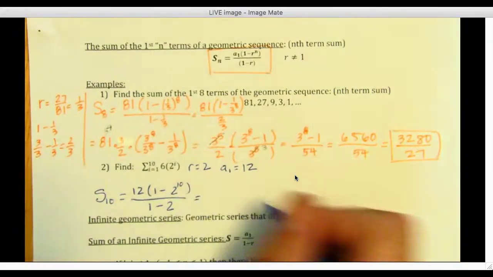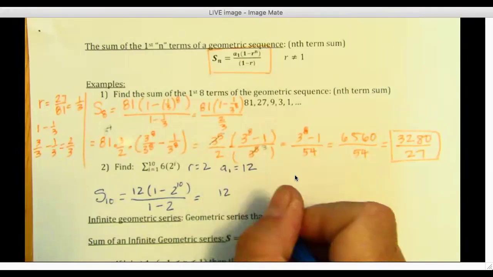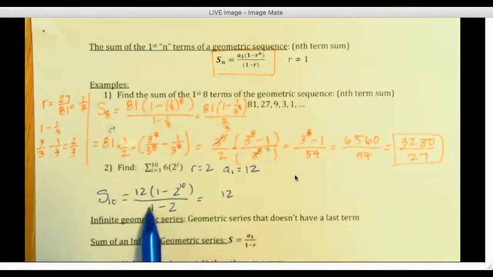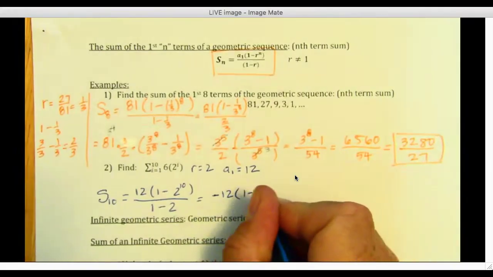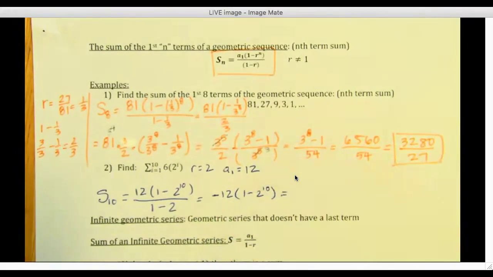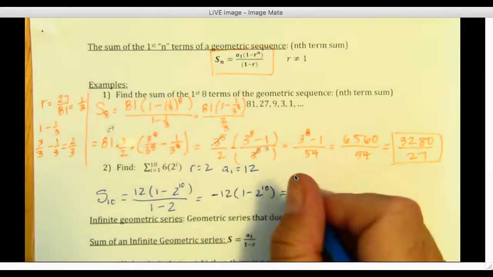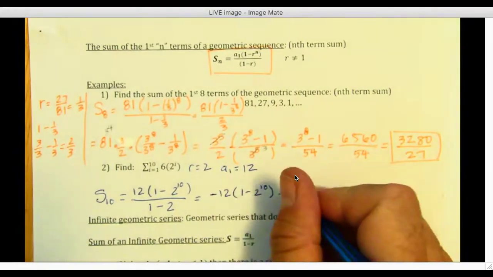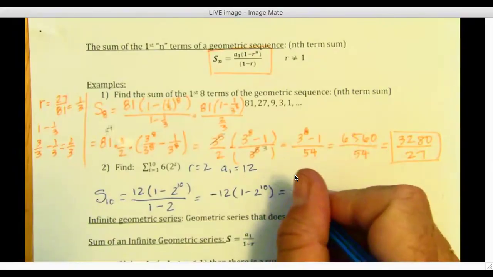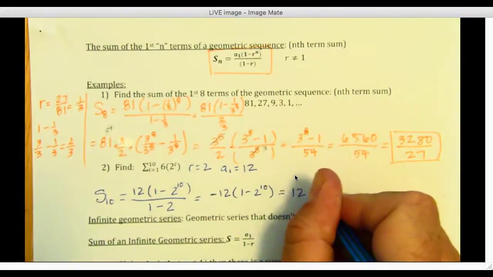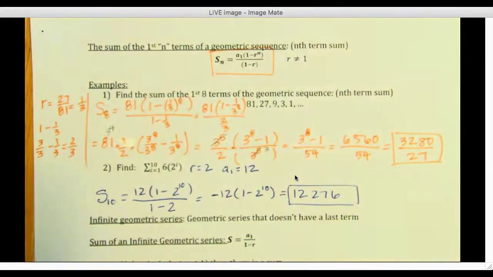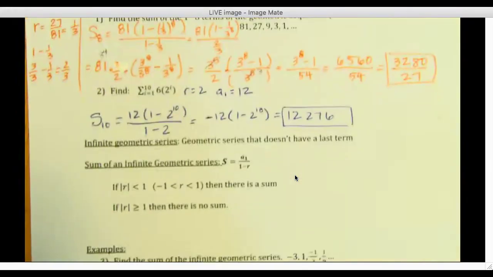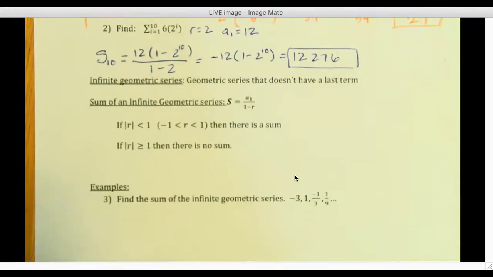So simplifying this, I have 12, and then 1 minus 2 is negative 1. So I can write negative 12 times 1 minus 2 to the 10th power. And that's really just ready for the calculator. There's not as much simplifying as in the previous example. So this gives us 12,276 as my sum.